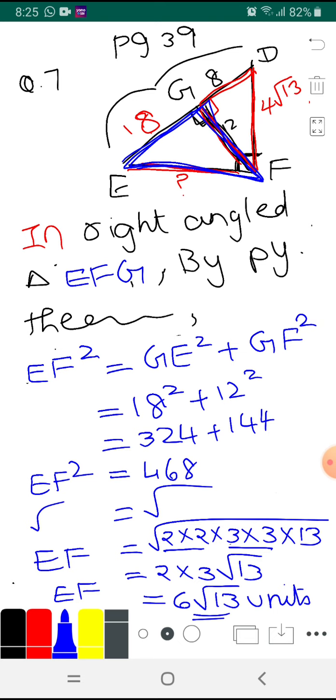I hope you have understood, children. So copy down this in your geometry note.